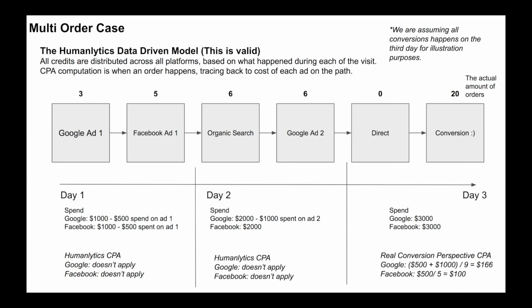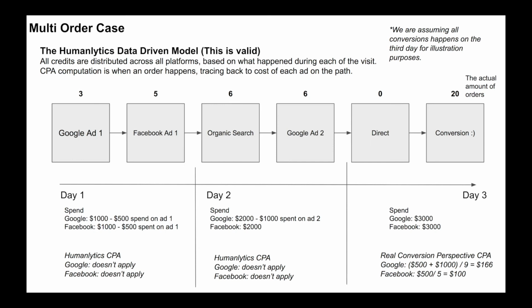So let's take an example. On day 1, Google Ad 1 cost $500 out of all the budget that you spend on Google on that day. And on day 1, Facebook costs $500 as well. So we consider cost at an ad level. We don't consider cost at an aggregate level. And on day 2, $1,000 is spent on ad 2, and there's no Facebook, so we don't have to talk about that.